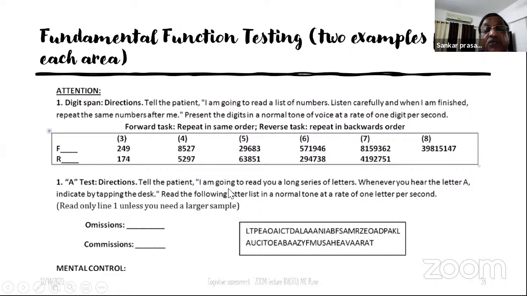Second test is a vigilance test. Tell the patient, I am going to read you a long series of letters. Whenever you hear the letter A, indicate by tapping on the desk. Read the following letter list in a normal tone at a rate of 1 letter per second: L, T, P, E, A. So what are the omissions? What are the commissions? So these are the 2 important tests which you can do for attention.